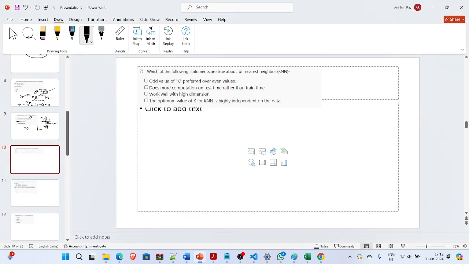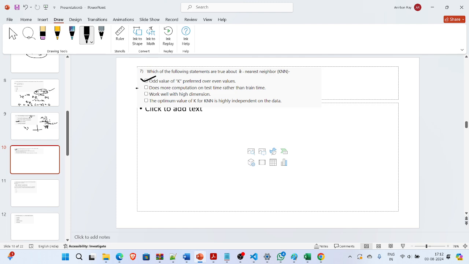So, the first is that odd values we do prefer, because in even values, what can happen? The tie can happen. There is an undesirable situation when you are voting. So do prefer odd values. And the second part is also right.